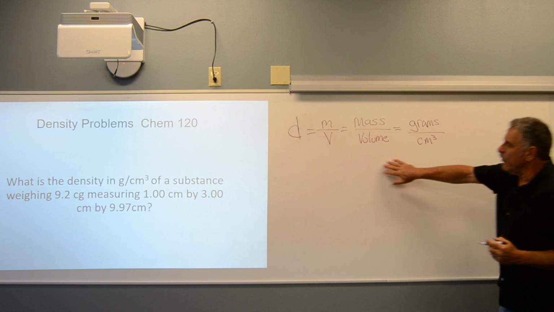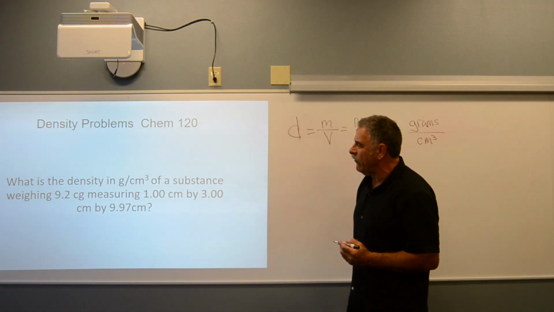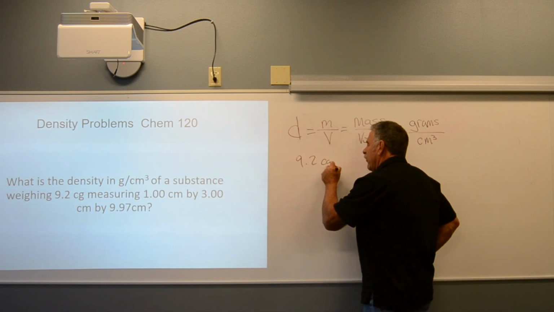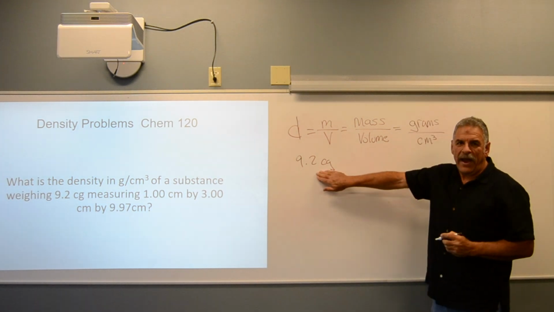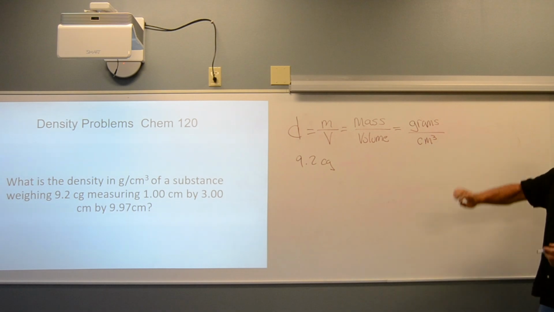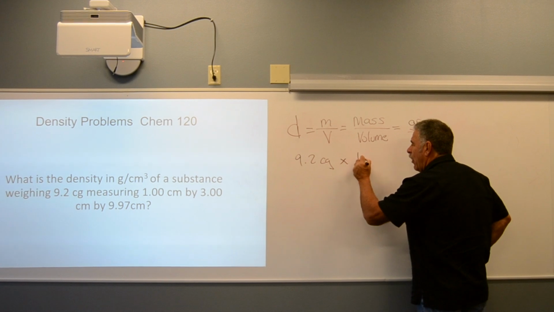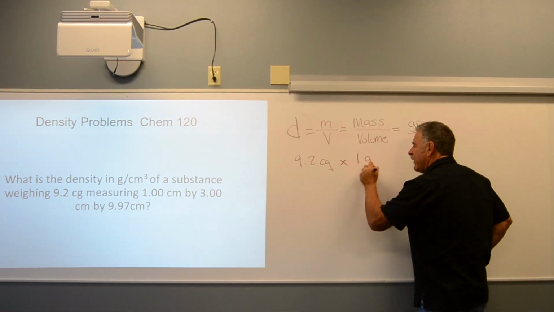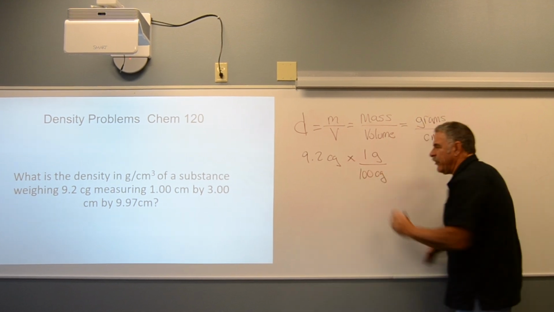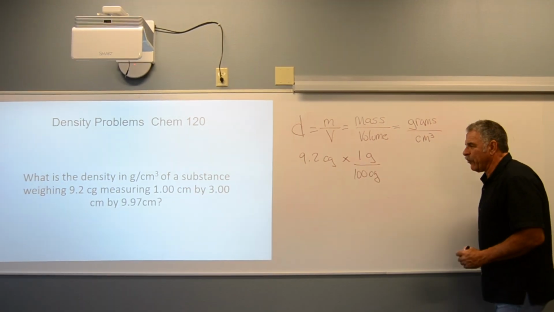So, first, what are we given in the problem? Well, we're not given the density, that's what we're trying to solve. Then we're going to say 9.2 centigrams. We have to recognize that centigrams is a weight, okay? But we're not working in centigrams, we want to work in grams, so we have to do a conversion. That conversion for centigrams is 1 gram is 100 centigrams. Now you can use your conversion worksheet to see this relationship for the prefixes.